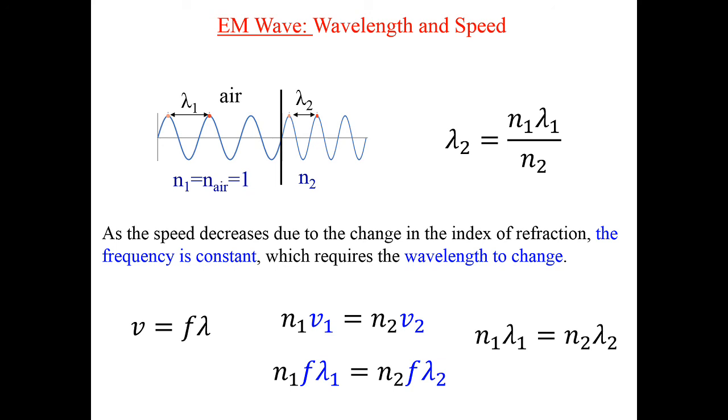The reason that this is important is that the wavelength is important for knowing what kind of interference occurs between two light sources, so we will need to know the wavelength in different materials.